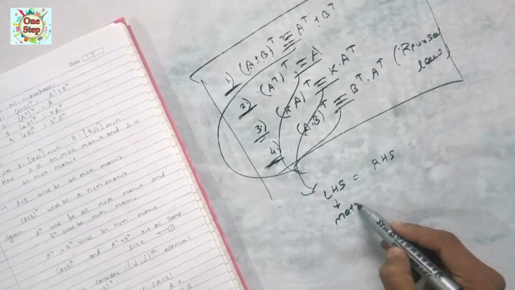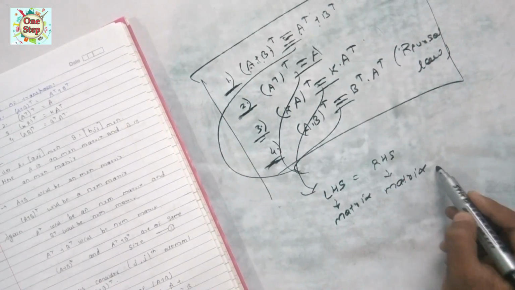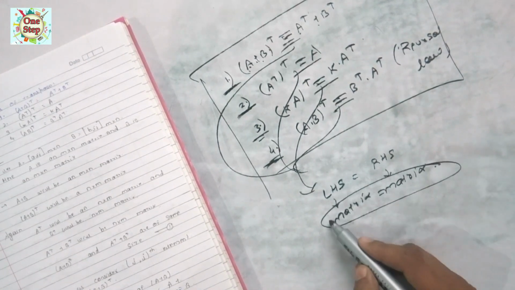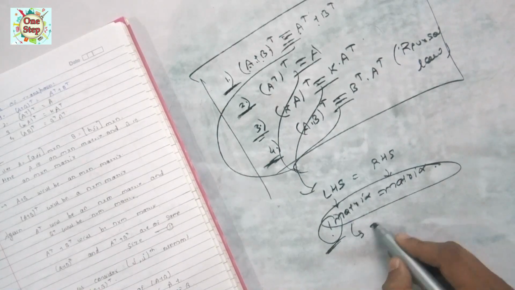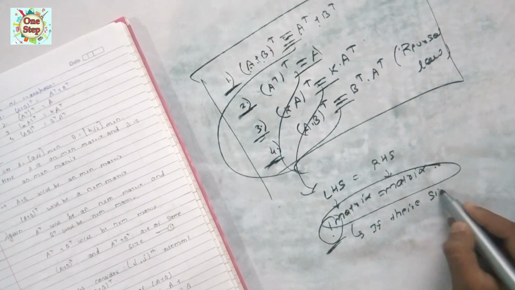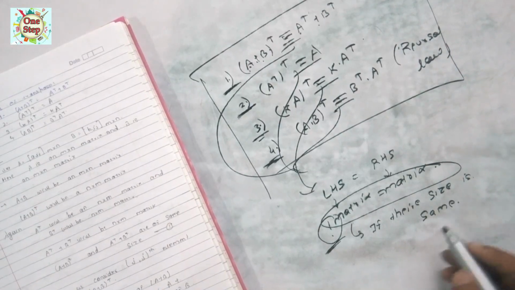If the LHS is equal to the RHS, the RHS is also a matrix. Well, so when two matrices become equal, a question arises here: when two matrices become equal, their size is the same. So what is the meaning of size here?